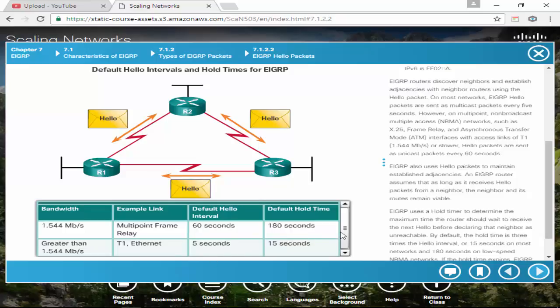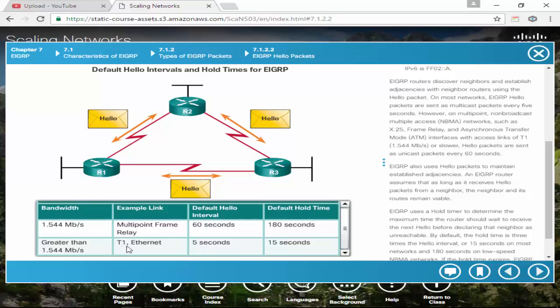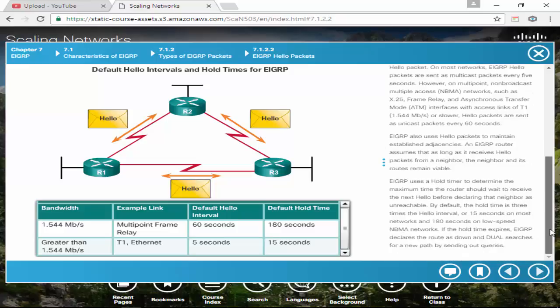As we can see, that's what this shows. So anything faster than a T1, our hello is 5 seconds, and the hold timer is 15. If it's slower than that, they're sent every 60 seconds, and the hold timer is 180. Hopefully no one has to deal with a network that's slower than 1.544 megs in this day and age. So I think this is kind of an older thing that you're seeing.